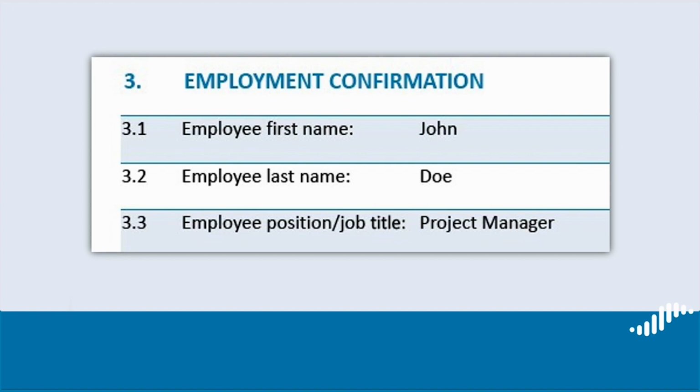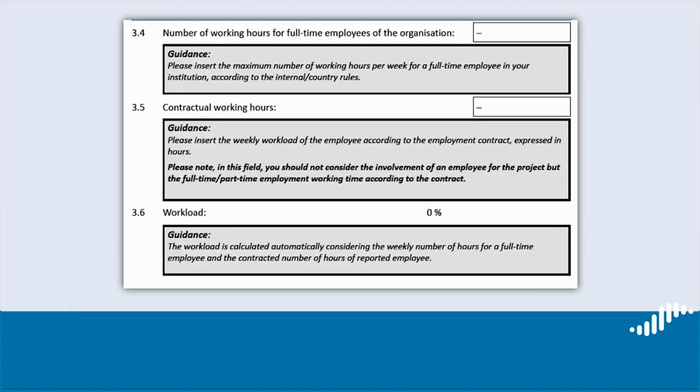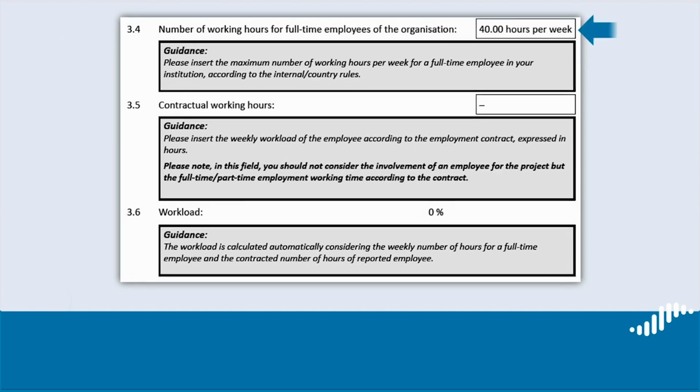The third part of the document is the employment confirmation. The first 3 points are pre-filled based on data from the first section. Under point 3.4, you are asked to indicate the standard weekly working time of a full-time employee in the project partner organization. Usually this is 40 hours or a bit less. For our example, let's take 40 hours per week.